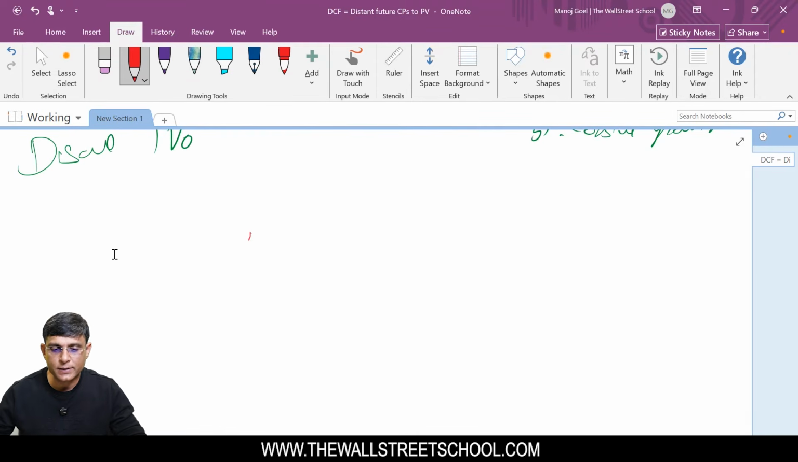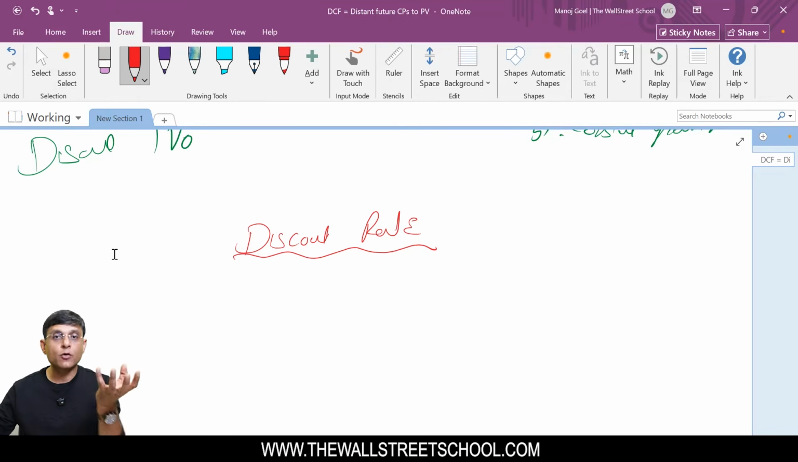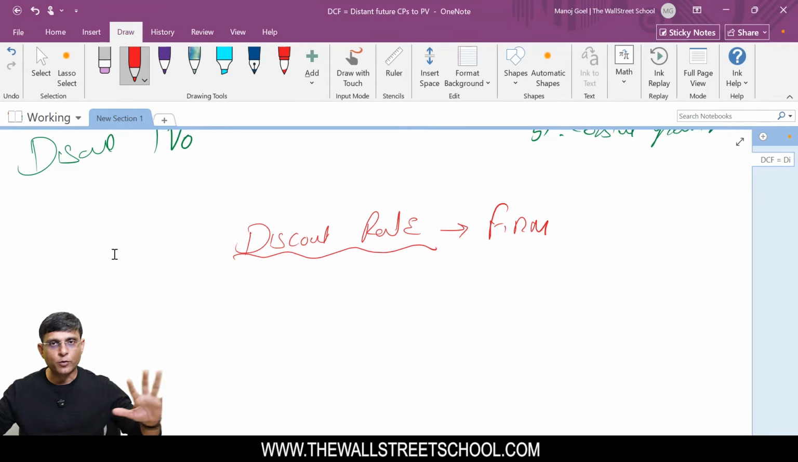Now let's discuss discount rate. As we are discussing, we are discounting free cash flows to the entire firm. So the discount rate should also be for the entire firm, which is what? Firm means debt and equity both, right? It is not discriminating between debt and equity. It is assuming both are sources of capital. Now discount rate means the cost of funds, so this would be cost of equity and cost of debt.